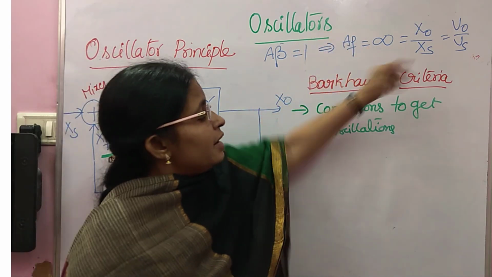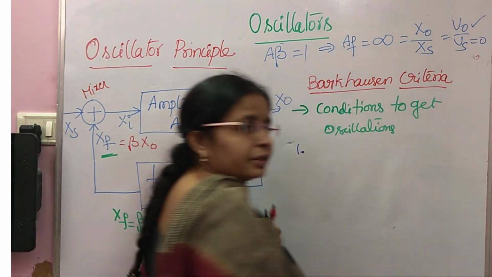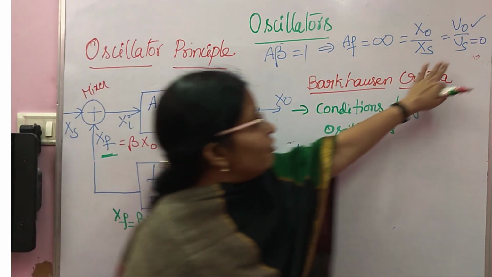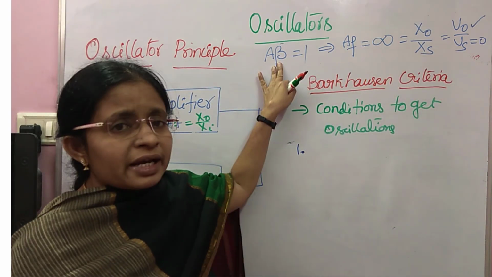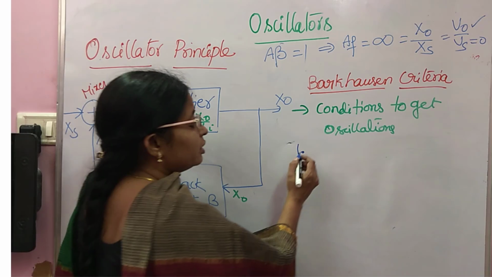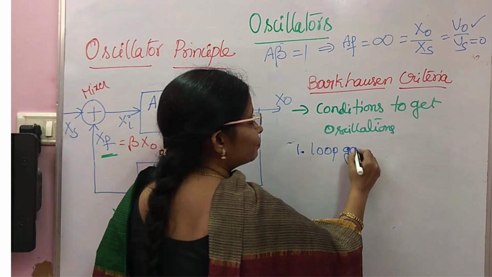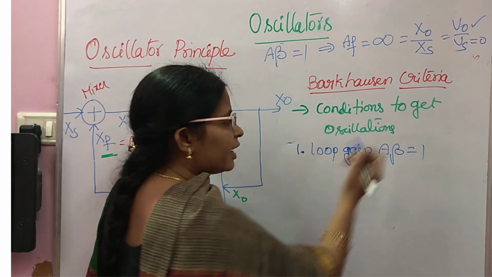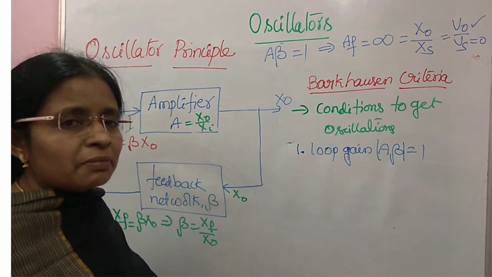See here. Even with Vs equal to 0, we are getting output. That is the concept of oscillations. We got this Vs equal to 0 when A beta is 1. So that is the first condition: the loop gain A beta must be 1, or I can say the magnitude of the loop gain must be 1.